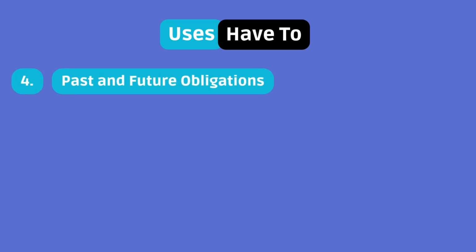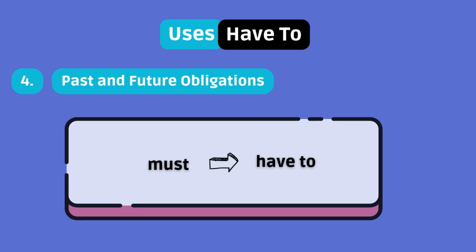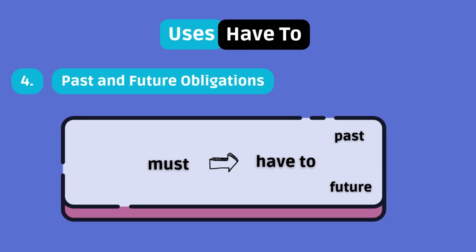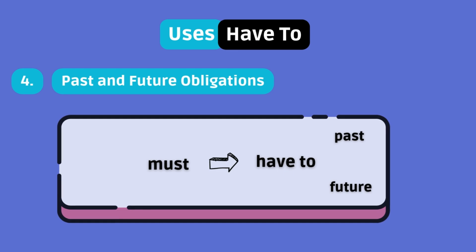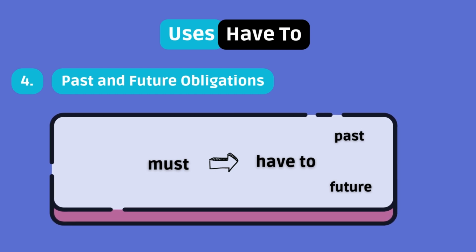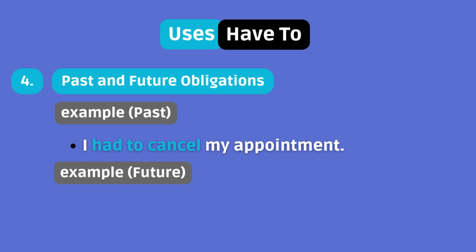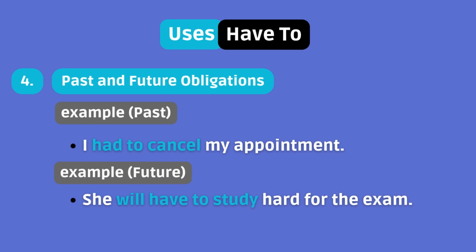Past and future obligations. Here, have to acts as a substitute for must in past and future contexts. Must doesn't have a past or future form. Instead, have to takes up this responsibility. Example in the past. I had to cancel my appointment. The obligation to cancel happened in the past. Example in the future. She will have to study hard for the exam. The obligation to study is going to happen later.